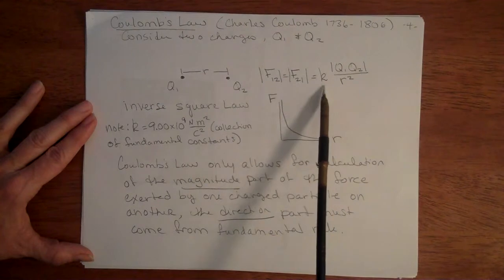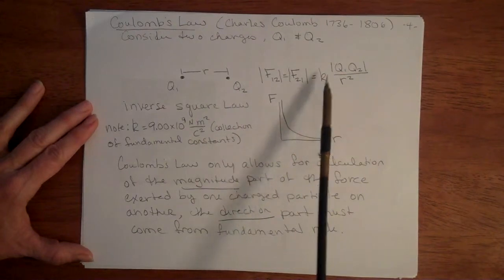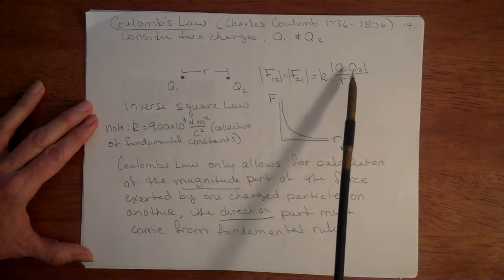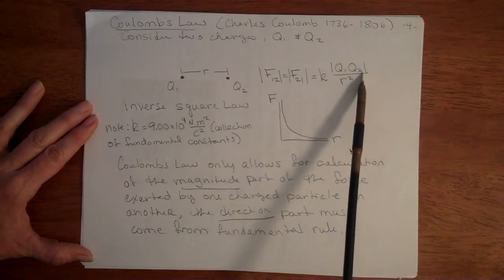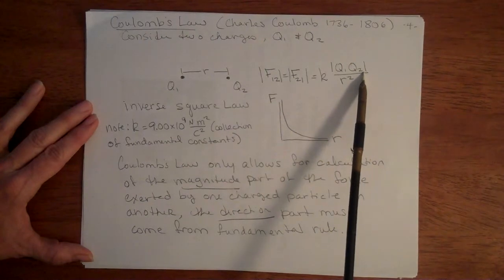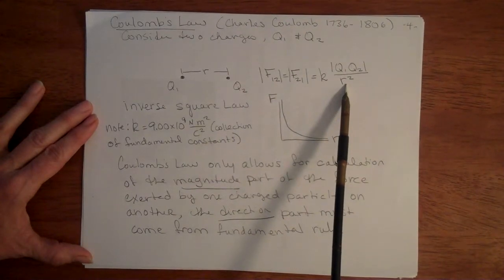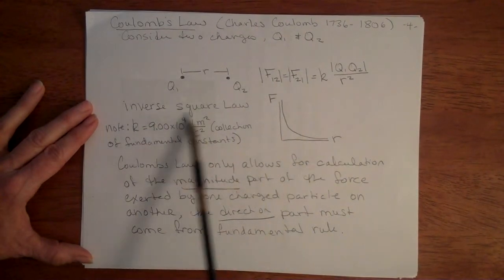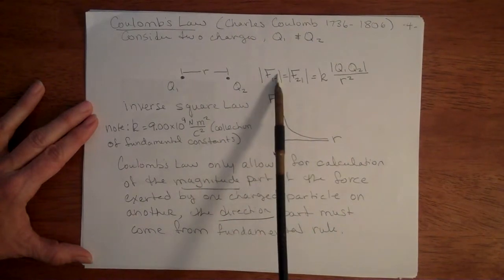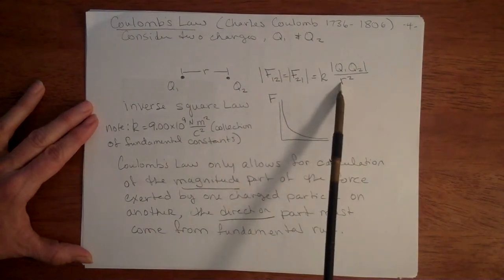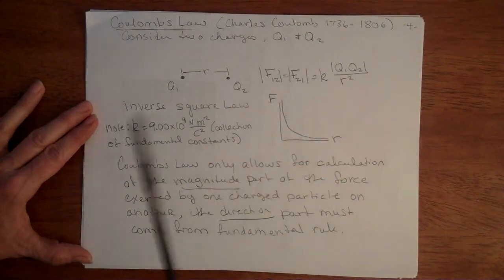And those magnitudes are given by Coulomb's law, which is the product of k, which we will get to in a second, it's just a constant, times the product of the charges. Notice the absolute value bars around the charges, because Coulomb's law just gives you the magnitude, divided by r squared, where r is the distance between the two charges. So this is an inverse square law. The magnitude of the force depends inversely on the distance between the charges squared.